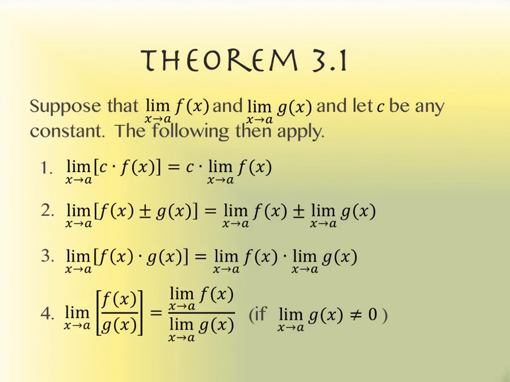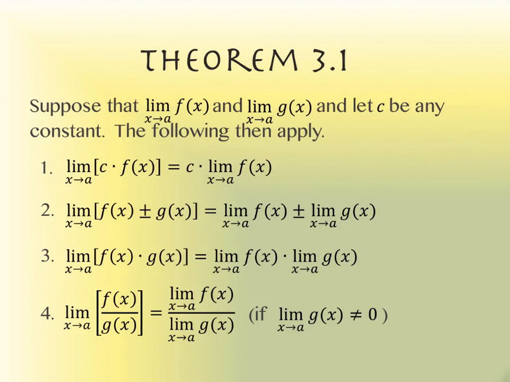So we've got a limit of f of x as x approaches a, and a limit of g of x as x approaches a, and c is a constant. Here's the first one. It says that if you have a constant times your function, you can ignore the constant, take the limit of the function, and then multiply by the constant when you're done. That's what we would want to be true, and it is.